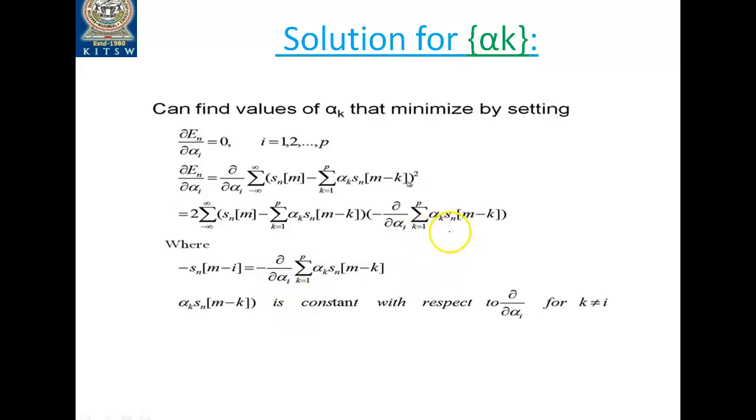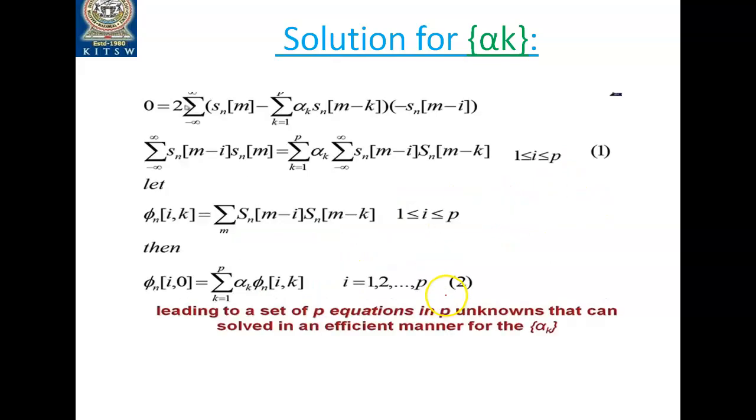But here the term s of m minus I that you are going to be seeing, we are going to be equating equal to minus dou by dou alpha I into summation. So this is nothing but the delayed version of the speech signal only. So in place of that, when you substitute and get the value like this, we are calling it phi n of I comma k. So it is an autocorrelation only. Autocorrelation is nothing but what? The set of sequence when you consider Sn of m minus I into Sn of m minus k, where I is varying from 1 to p, and k is also varying from 1 to p. So like that we can easily establish a relation for phi n of I comma k.